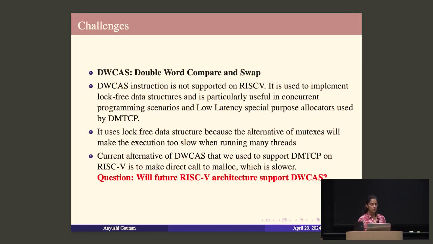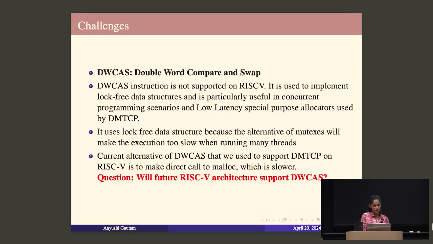In concurrent programming, DWCAS is essential because the alternative of DWCAS, that is mutexes, would make execution too slow when running many threads. So the current alternative that I took to port DMTCP in lack of DWCAS is to make direct calls to malloc, which is ultimately slower. So that's the thing. Since we have experts on RISC-V, I would like to ask this question: will future RISC-V architecture support DWCAS? Because that would make things simpler and quicker, I would say.